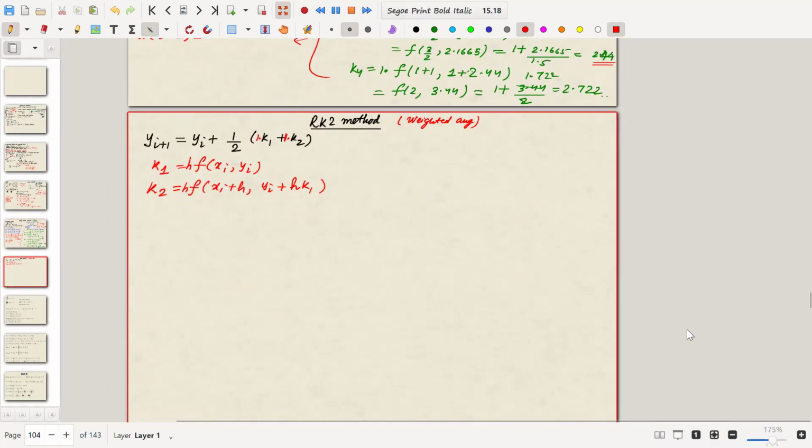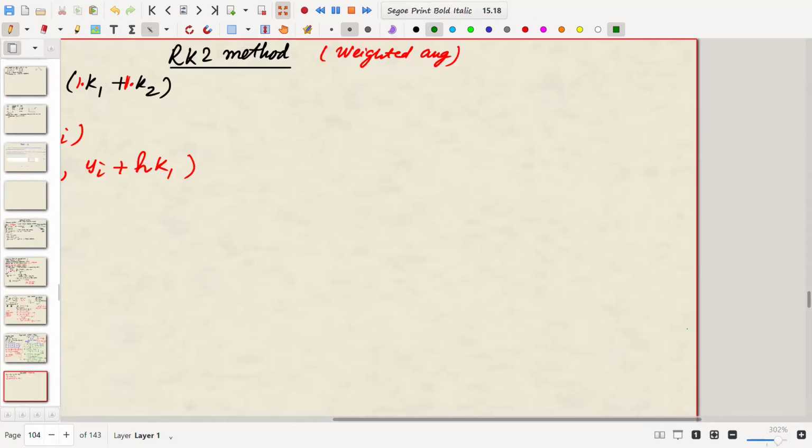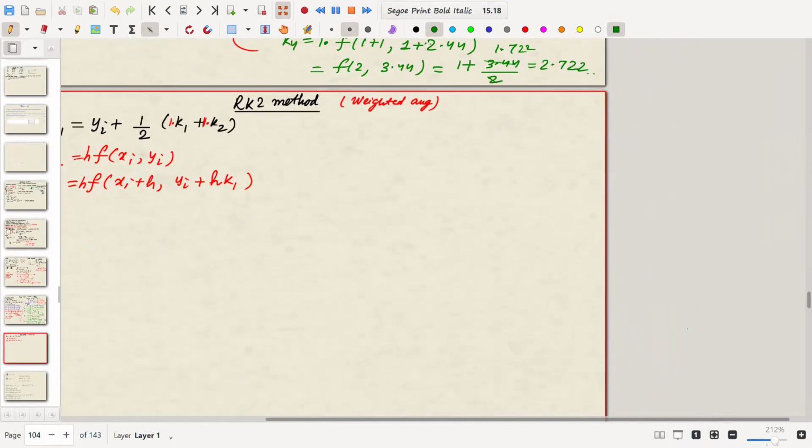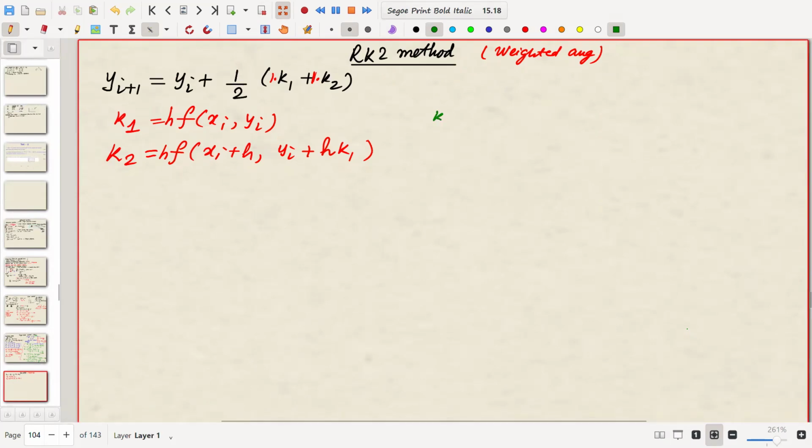So many of you have already solved this. I will just write the answer here. K1 is just a one-line computation. What is the value of K1? You are getting K1 as 2, and K2 as 2.5.